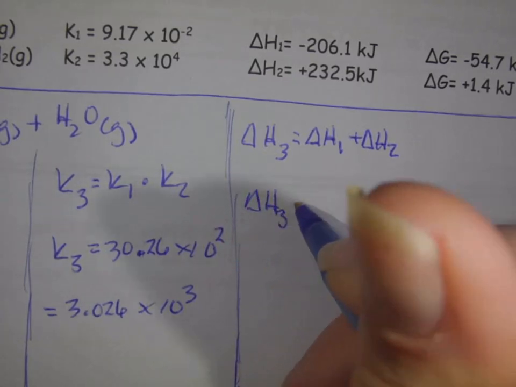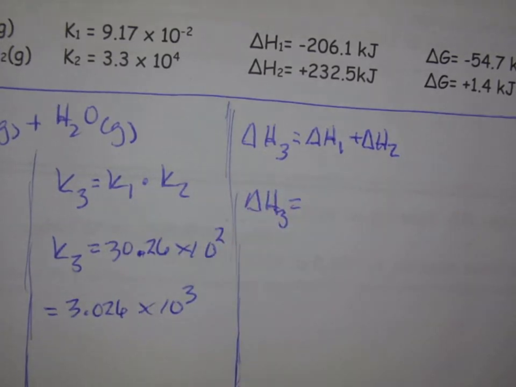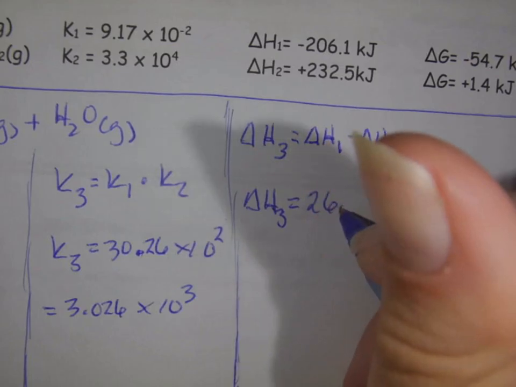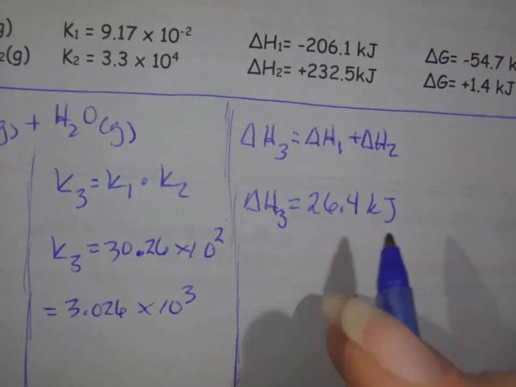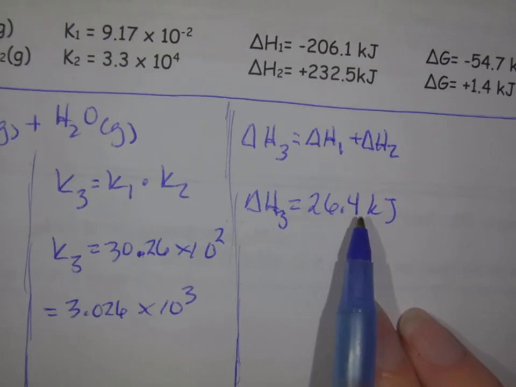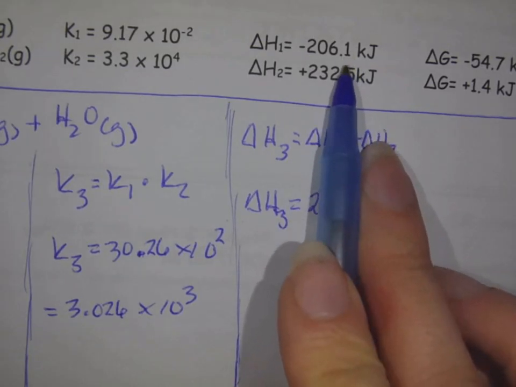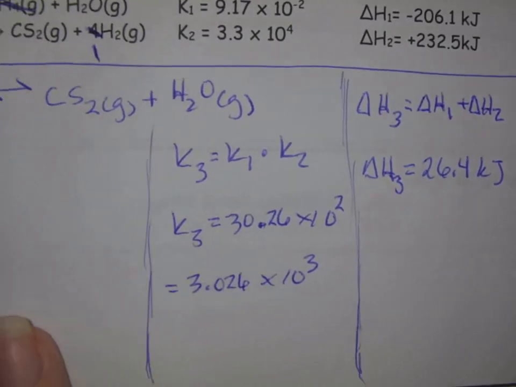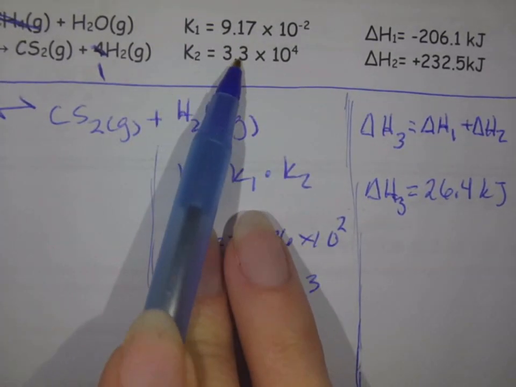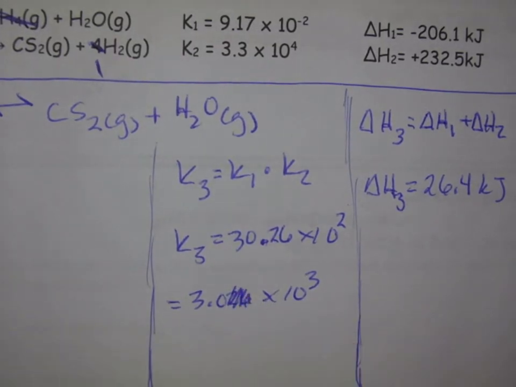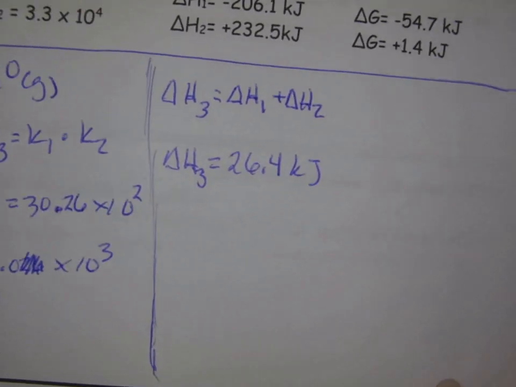So then delta H3 would be these values added together, -206.1 plus 232.5. They're both in kilojoules, and so we have 26.4 kilojoules. When you add and subtract numbers, your final answer should be the least amount of digits after the decimal. So they both had one digit after the decimal, so that would be my answer. This one we multiplied, so it should be the least amount of sig figs. So really my answer should be 3.0 times 10 to the third.